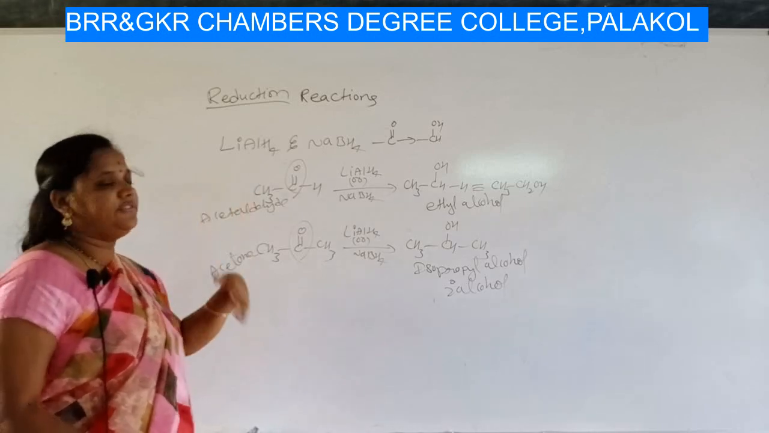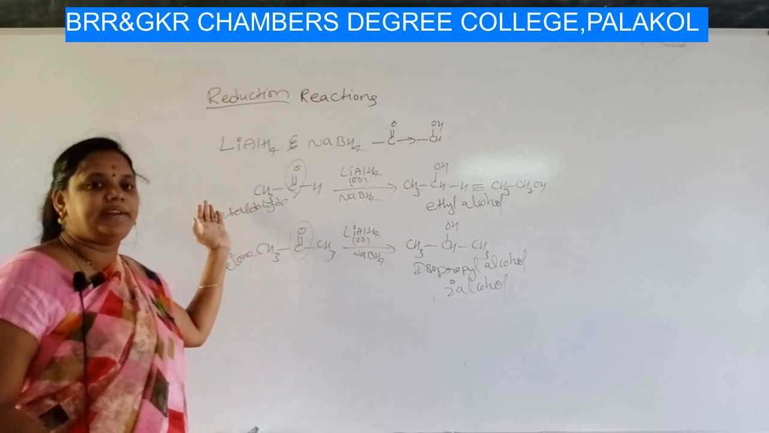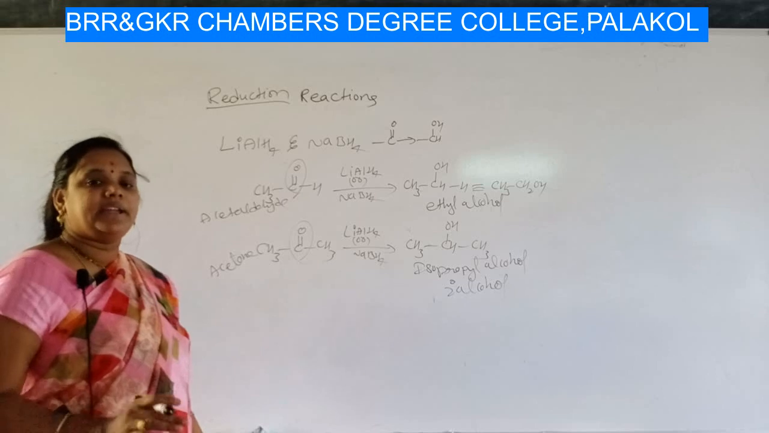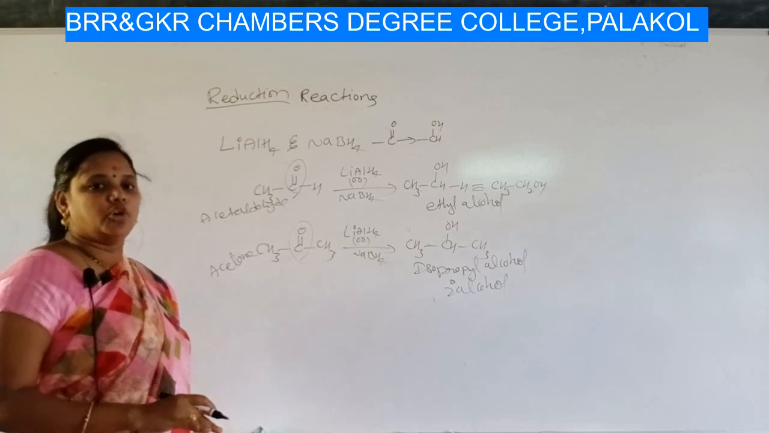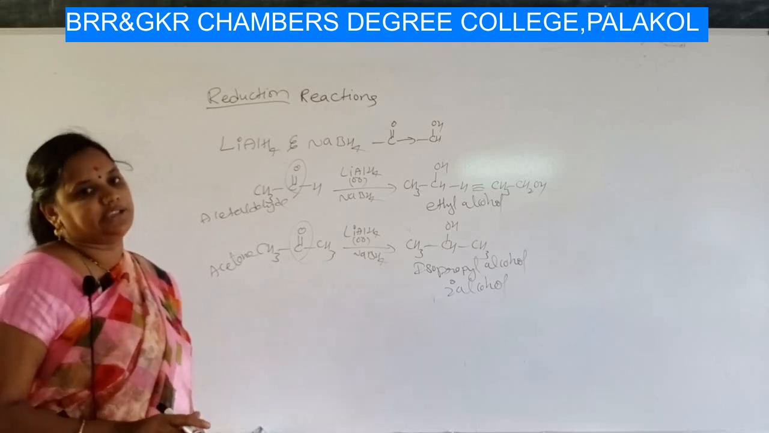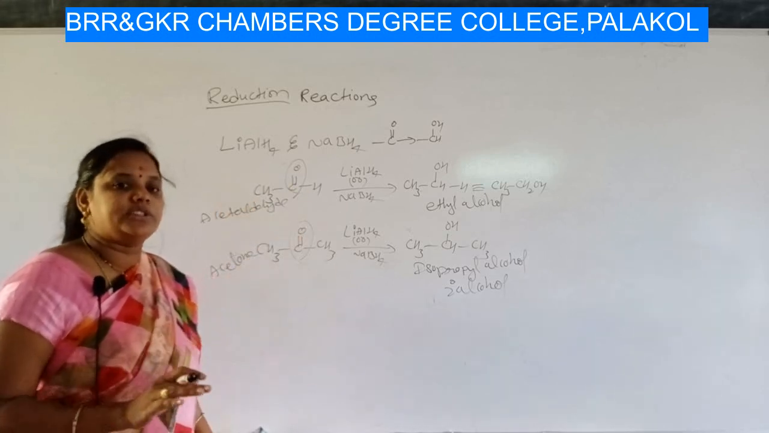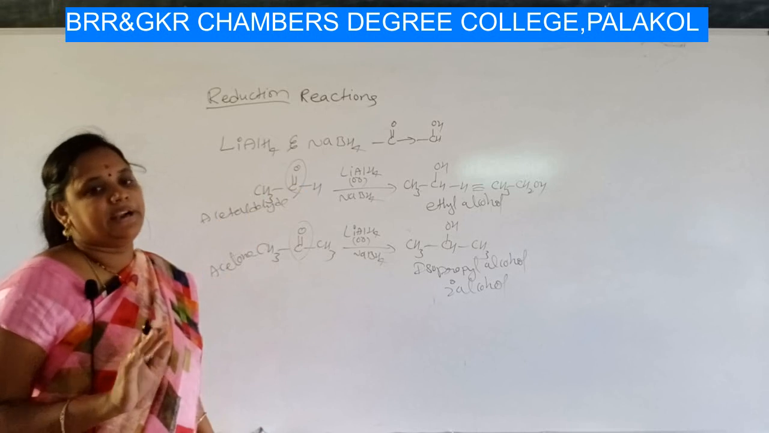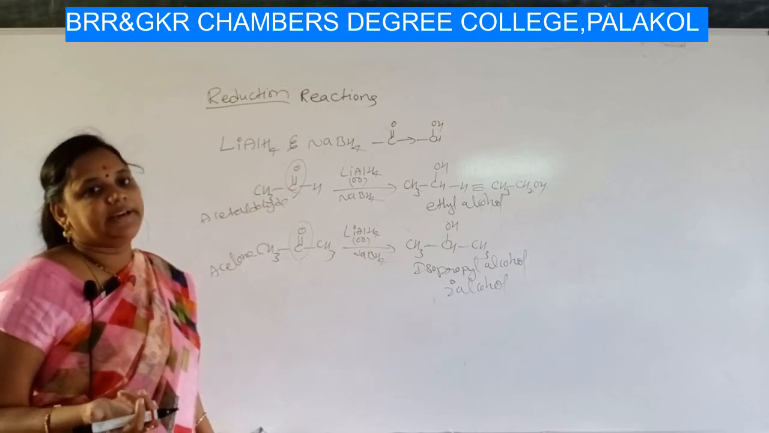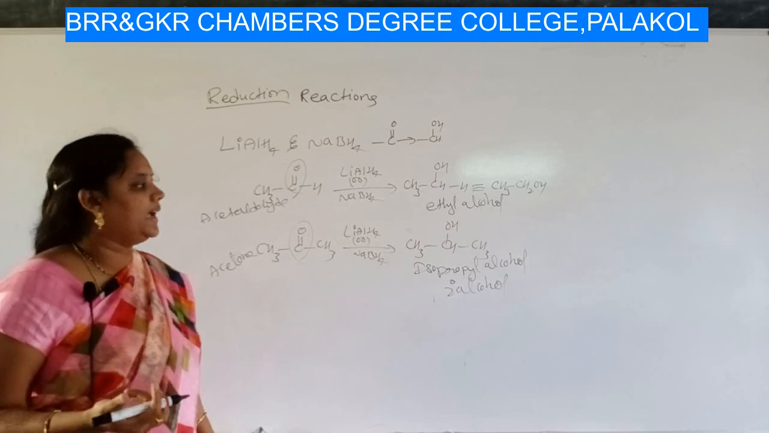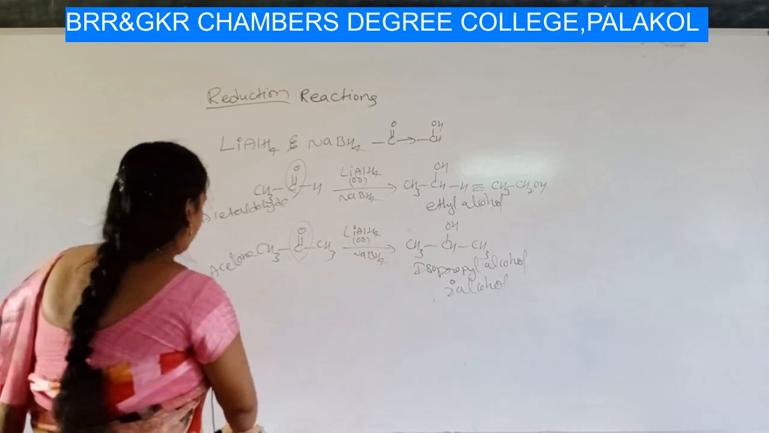So, how can we differentiate the use of lithium aluminum hydride and sodium borohydride? Lithium aluminum hydride can reduce both the carbonyl group and unsaturated carbons also, whereas sodium borohydride can reduce only the carbonyl group but not unsaturated carbons. Let us do an example.